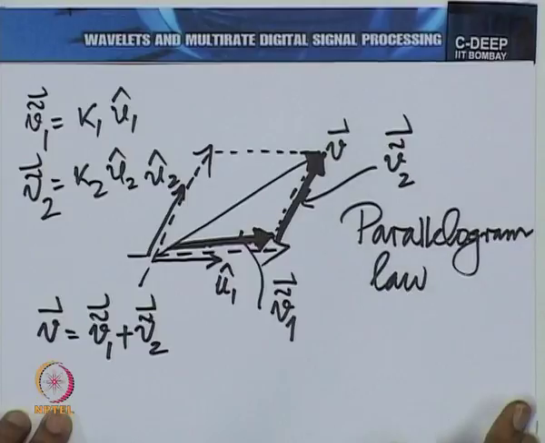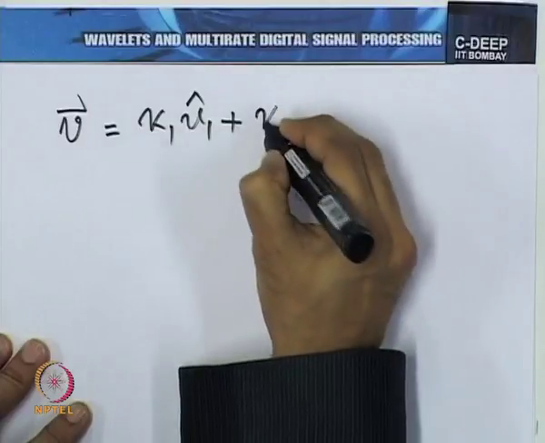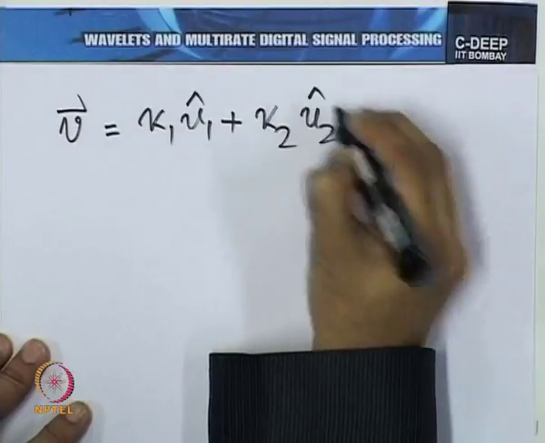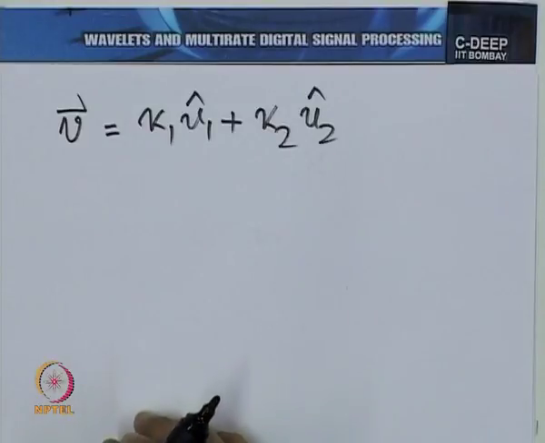Thereupon, I have v is some multiple of u 1 plus some other multiple of u 2: k 1 u 1 plus k 2 u 2. The only catch is determining k 1 and k 2 is a little more difficult than determining the constants in the previous representation. In fact, let me go back to that previous representation.